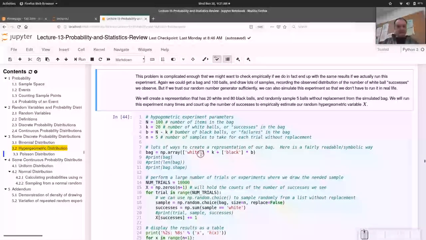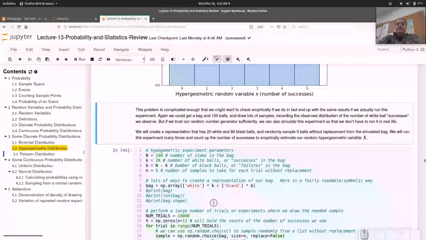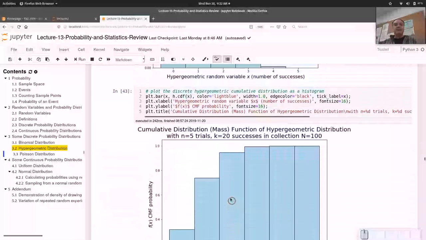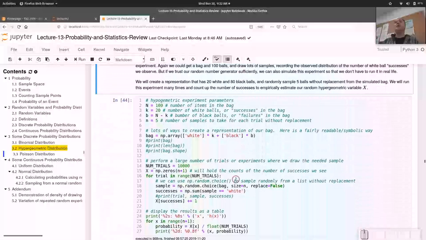I can't remember if I did this in the previous video, but here's an example of a Monte Carlo simulation, right? This might be complicated enough that we have to ask whether we really believe that the derivation for the hypergeometric distribution is correct, right? If you didn't believe it, or wanted to double check it, you could run the experiment in real life. We could get a bag and draw the balls, and we'd have to do that a lot to make certain that we were approaching the true probabilities.